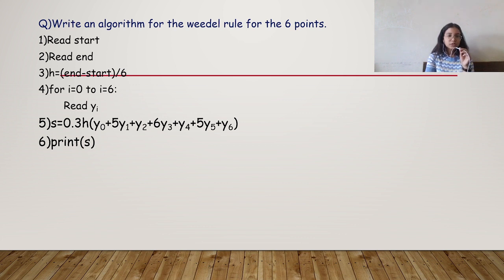Question number 5. Write an algorithm for the Weddle rule for 6 points. First, read start. Second, read end. Third, h equals (end minus start) upon 6. Fourth, for i equals 0 to 6, read yi. Fifth, s equals 0.3h times [y0 plus 5y1 plus y2 plus 6y3 plus y4 plus 5y5 plus y6]. Sixth, print s.